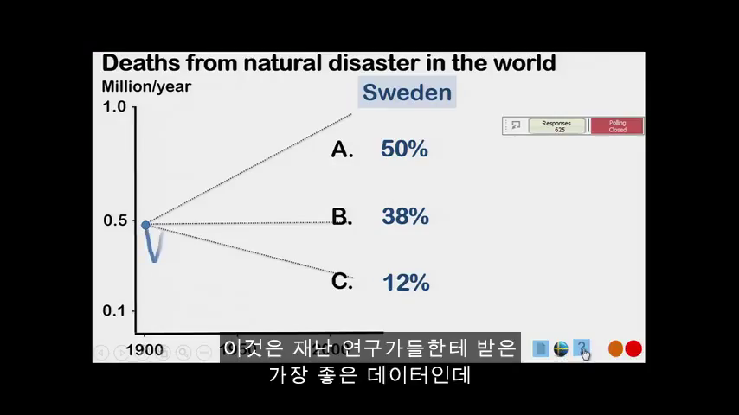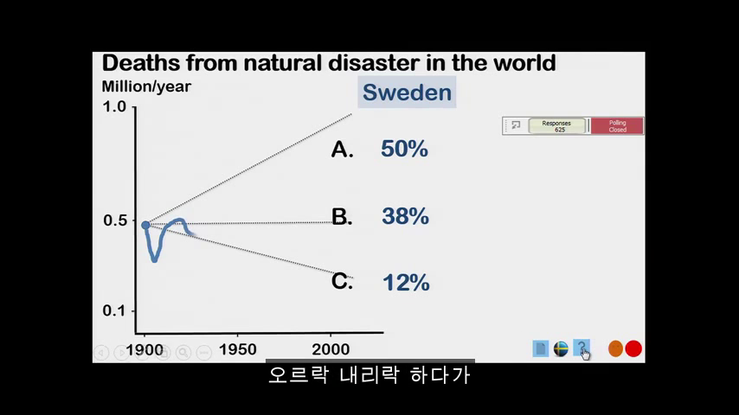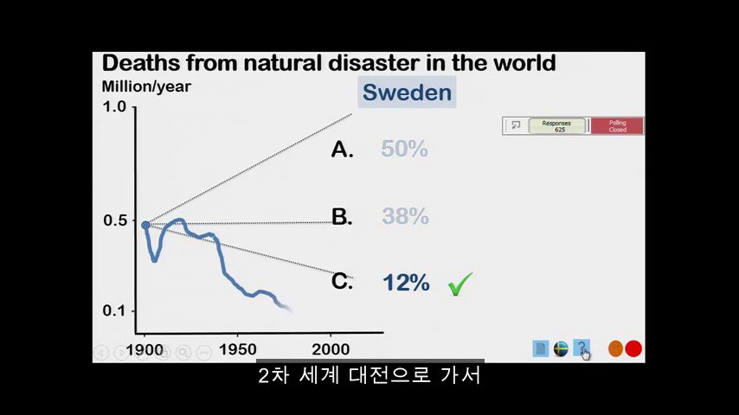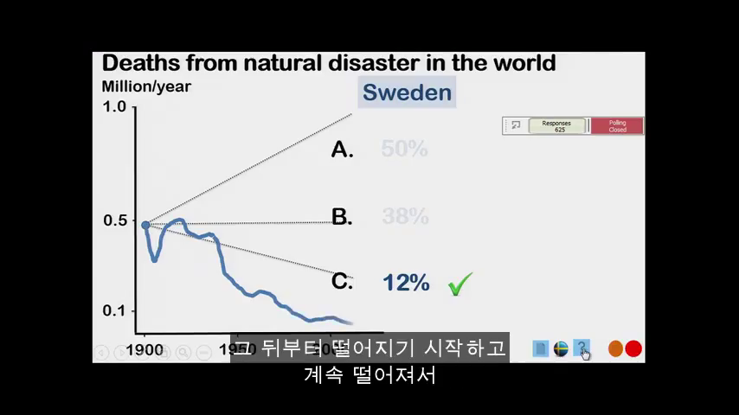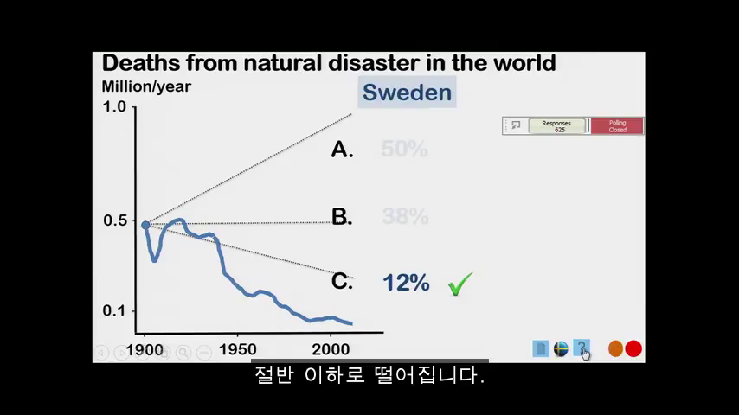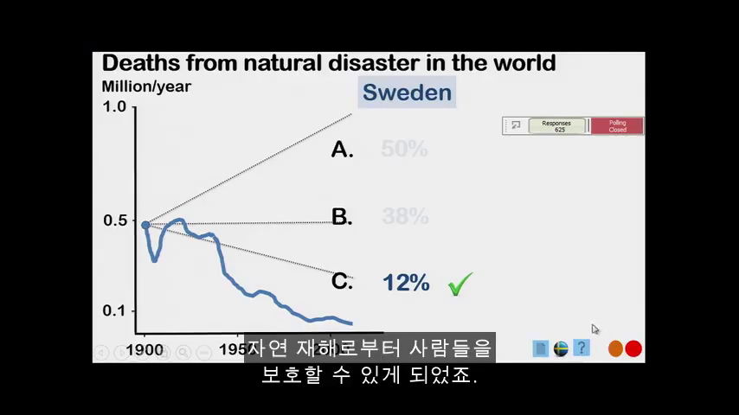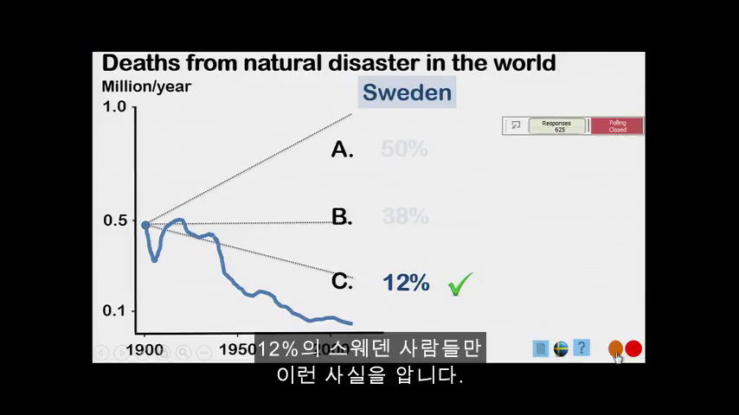This is the best data from the disaster researchers. And it goes up and down, and it goes to the Second World War, and after that it starts to fall, and it keeps falling, and it's down to much less than half. The world has been much, much more capable as the decades go by to protect people from this. So only 12% of the Swedes know this.